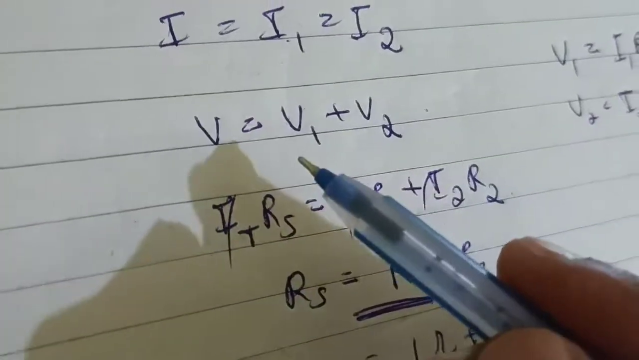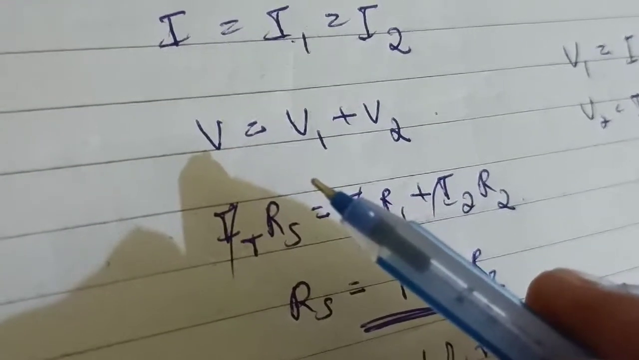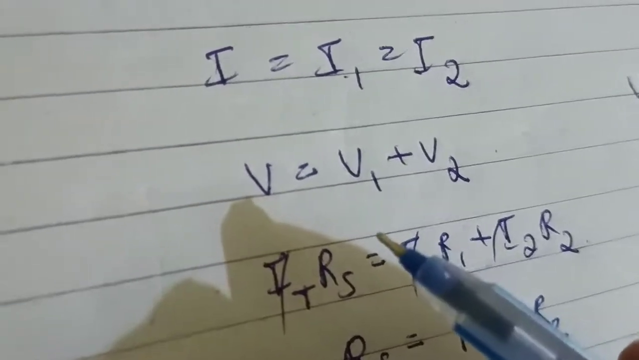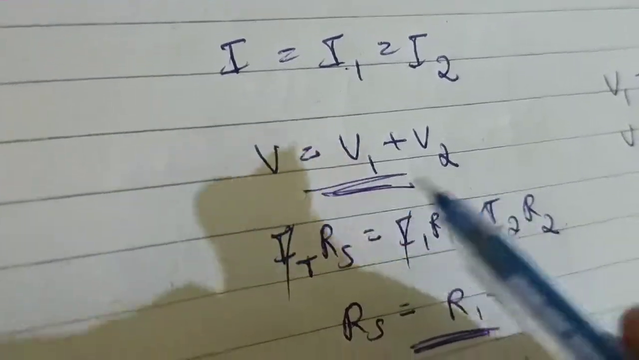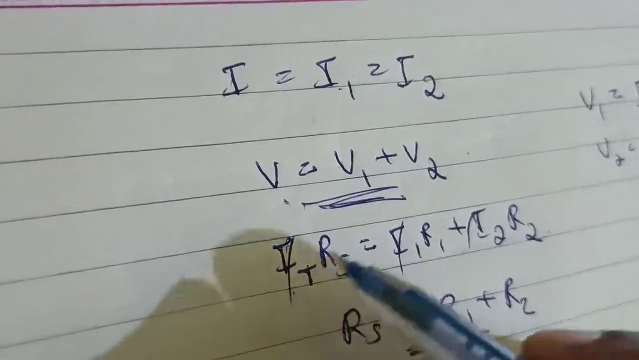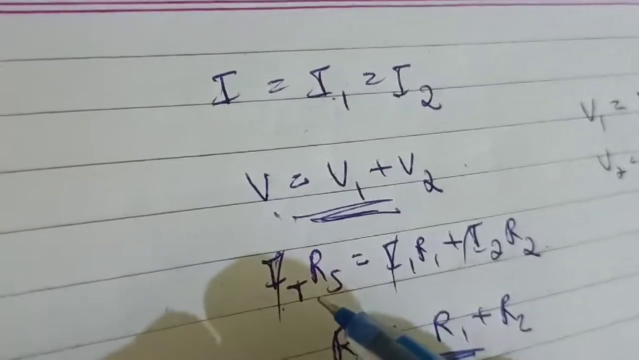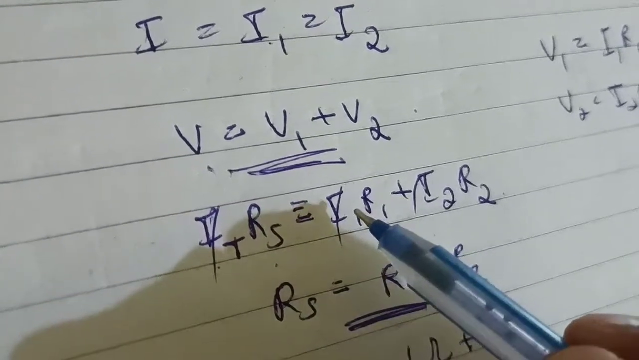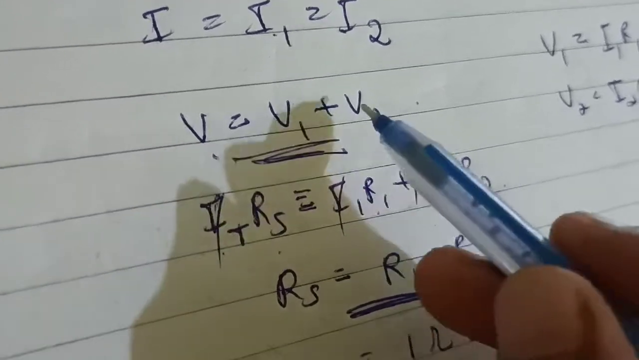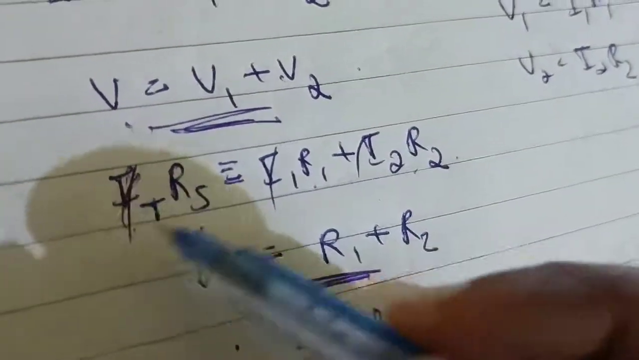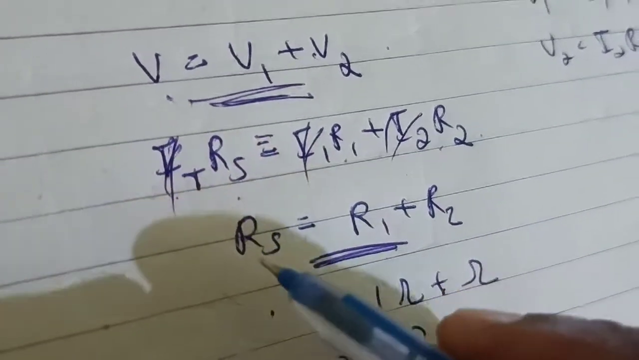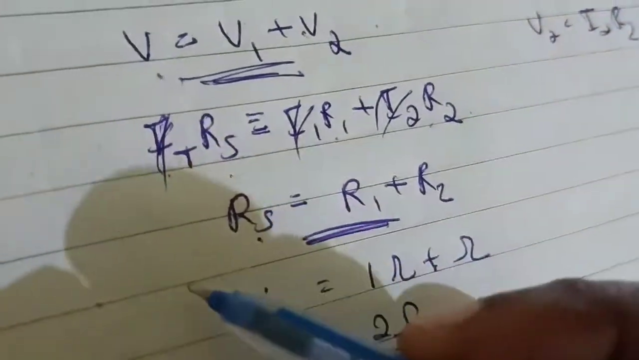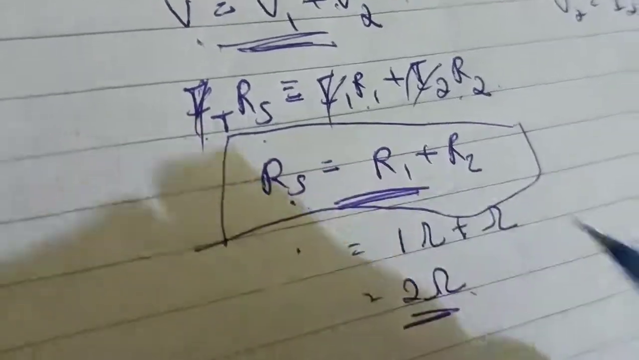Now when you apply Ohm's law, you know, isn't it, what is Ohm's law? That is V is equal to IR. Now I will consider this equation. So V, let's consider I_T and R_S, then V1 as I1 R1 and V2 as I2 R2. Now here what happens? The current gets cancelled. So what remains? R_S, that is resistance in series, equal to R1 plus R2. So this is the formula to find out resistance in series.